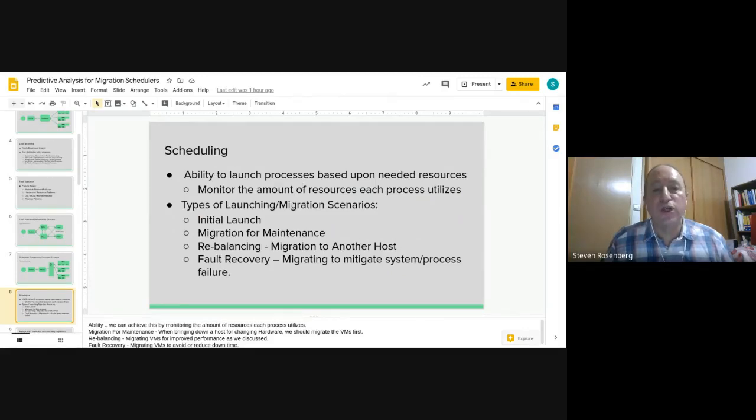The types of launching and migration scenarios can be initial launching, as we discussed, and migration for maintenance. If you have to add new hardware to some host, you can migrate all of the processes to another host without bringing down the processes, so that then you can bring down the host and add the hardware you need. Resource rebalancing means migrating from one host to another where the other host has more resources, so that the processes can run more efficiently. And also we have fault recovery, migrating to mitigate system and/or process failures.